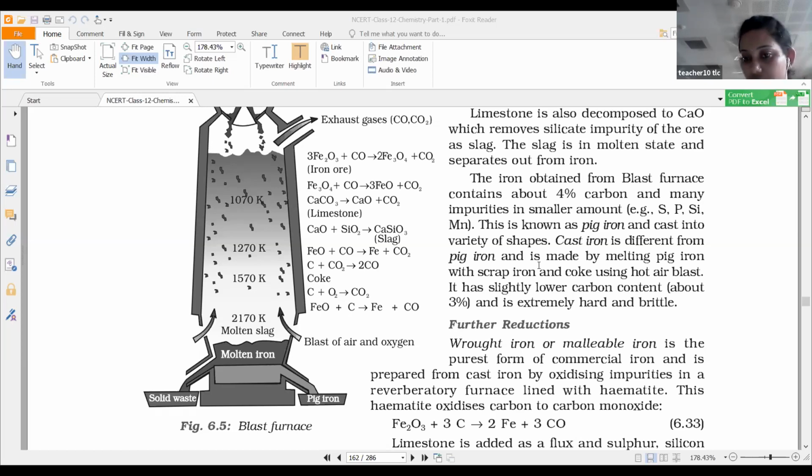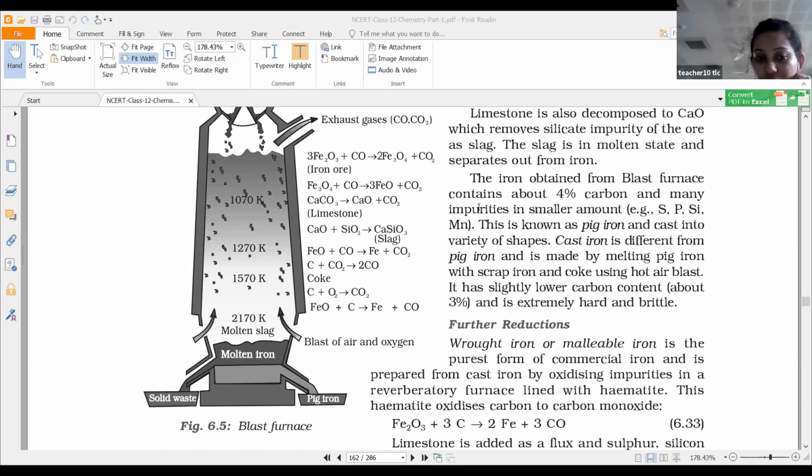You have to write. So you just write 4% carbon, and you will have many more impurities. What are those impurities present in pig iron? Note down: sulfur, phosphorus, silicon, as well as manganese. These are all the impurities which are there in the ore.